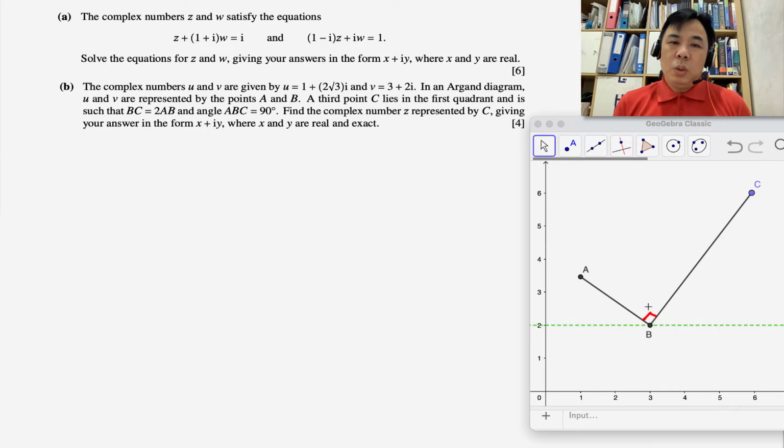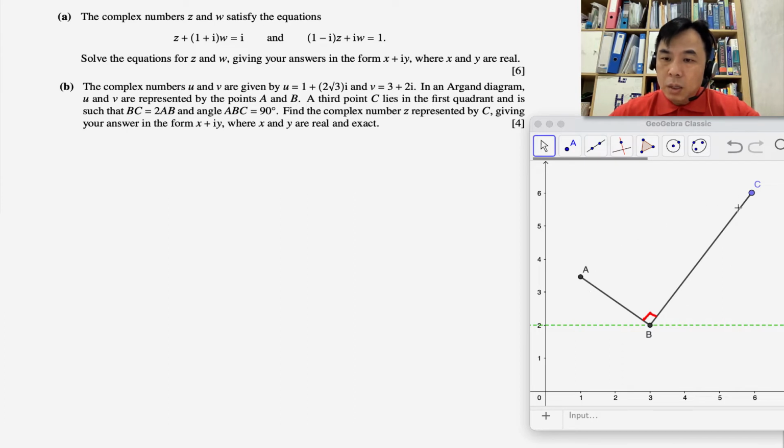But we can actually find it out. Later on, I will spend a little bit of time to show you how we can use coordinate geometry, and also the vector method to find the coordinate for C. But for the time being, I'm going to show you how to use the geometrical method, which is more the approach utilized by complex numbers.